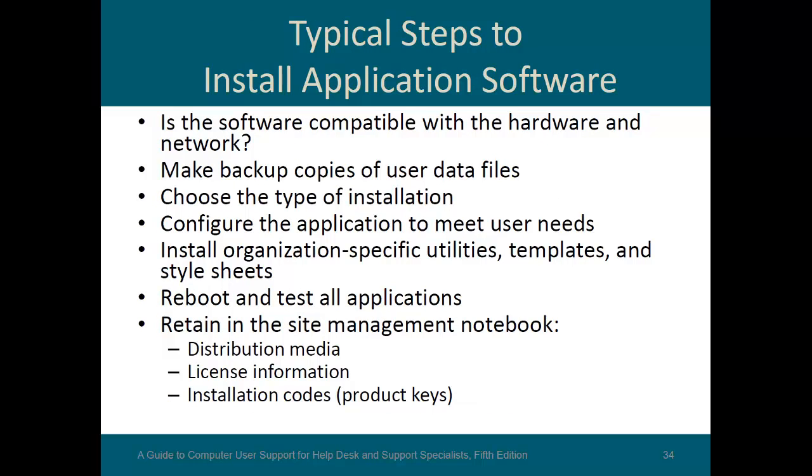Typical steps for application software. Is the software compatible with the hardware and the network? Make backup copies. Choose the type of installation. Configure the application to meet user needs. Install organization-specific utilities, templates, and style sheets. Reboot and test all those applications and retain in the notebook. Make sure you have the license information.